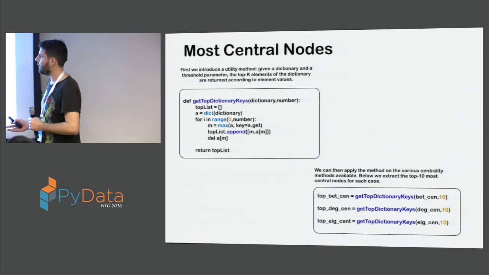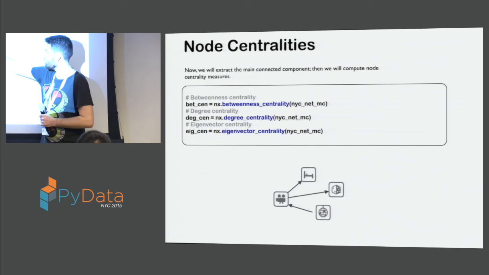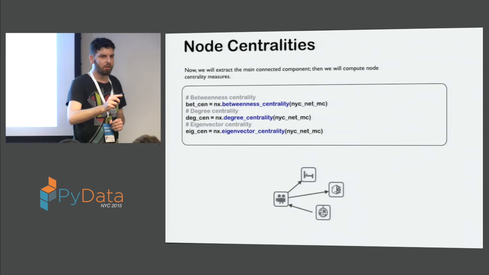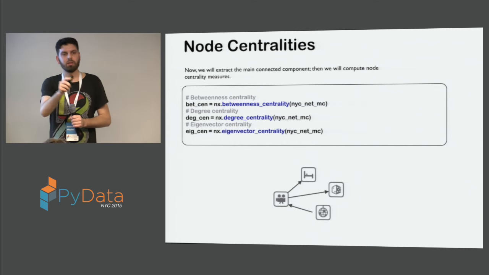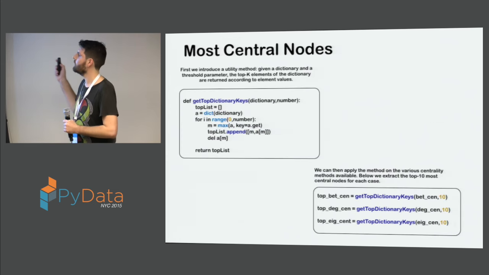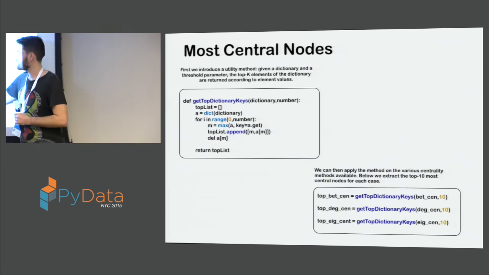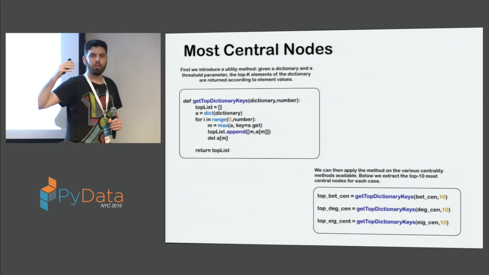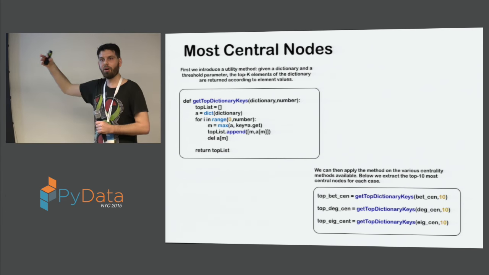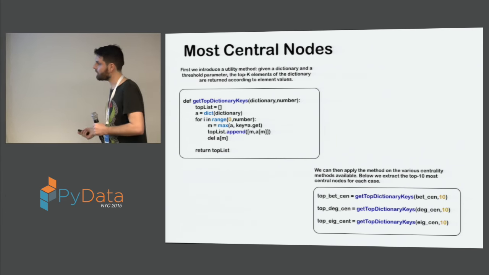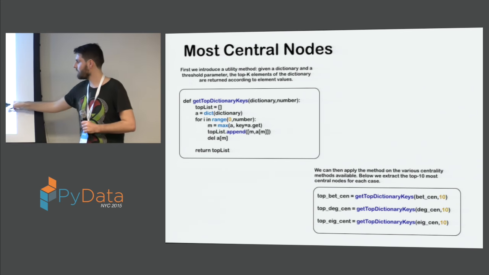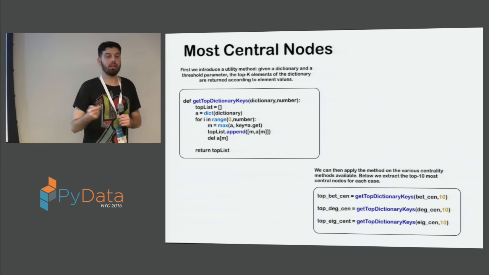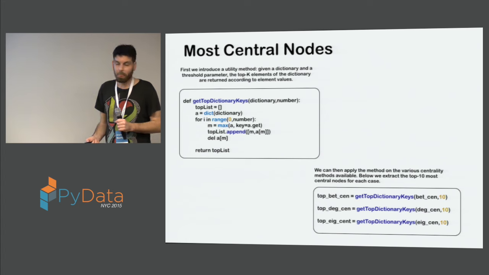So what we get from these centrality operations are dictionaries where each node has an ID, which is the key of the dictionary, and the value is the centrality of the node. Of course, we can use a utility method, get top dictionary keys. We're given a dictionary and the number of the top k most important nodes we want to extract. In that particular case, I'm applying the 3 different centrality metrics with parameter 10, so we'll get the 10 most important nodes in New York.